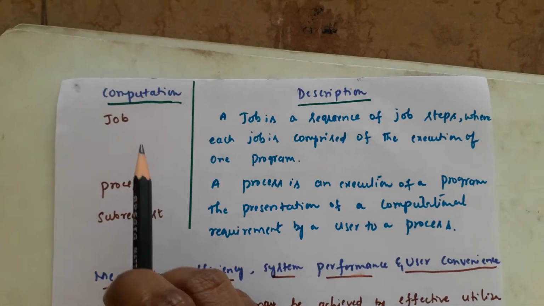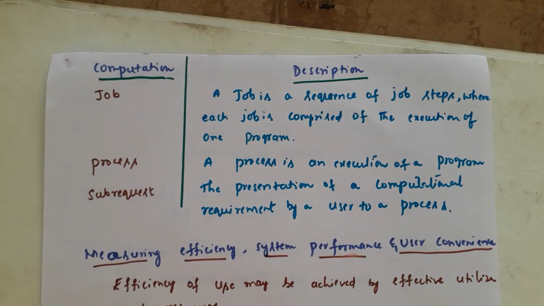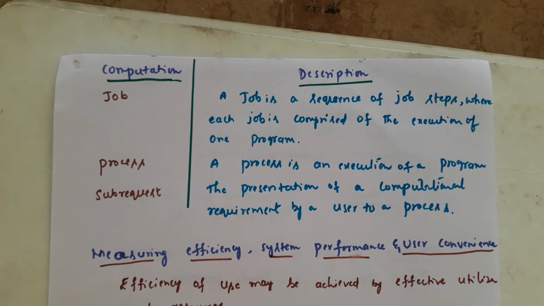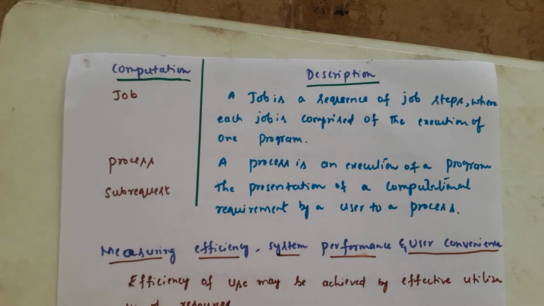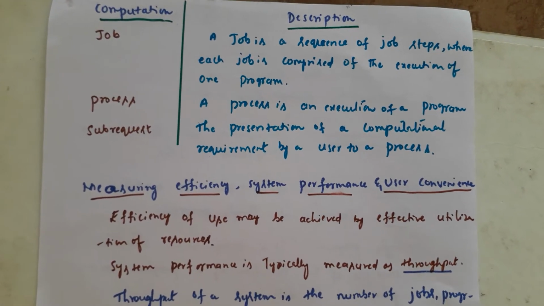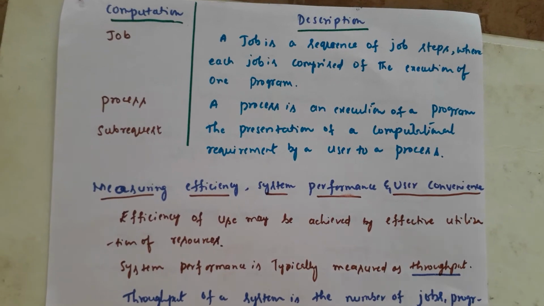Next computation, we have a job. A job is nothing but a sequence of single programs. The example is the compiler, linker and executing. Next we have a process. A process is again an execution of a program, and a sub request is a request made by the user for a computation with his own program.